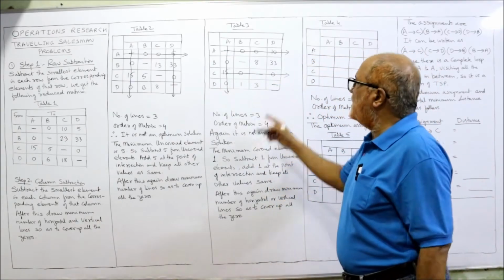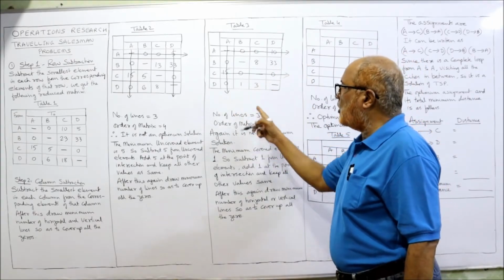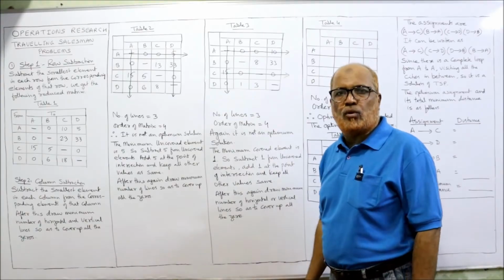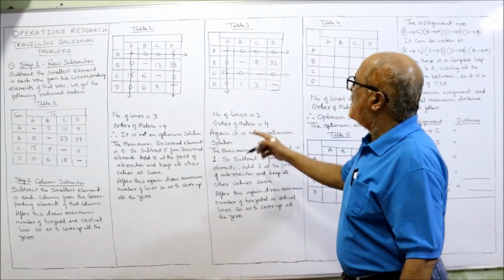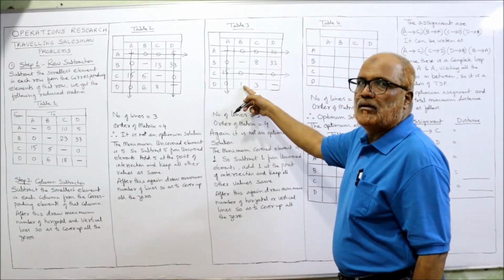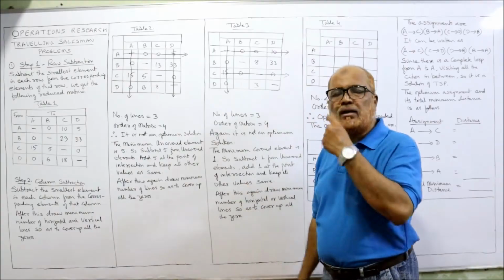How many lines are there? 1, 2 and 3. That means the number of lines is 3, but the order of the matrix is 4 by 4. It is not an optimum solution. What is the minimum uncovered element here? 1. Now again the same procedure. The minimum uncovered element is 1.